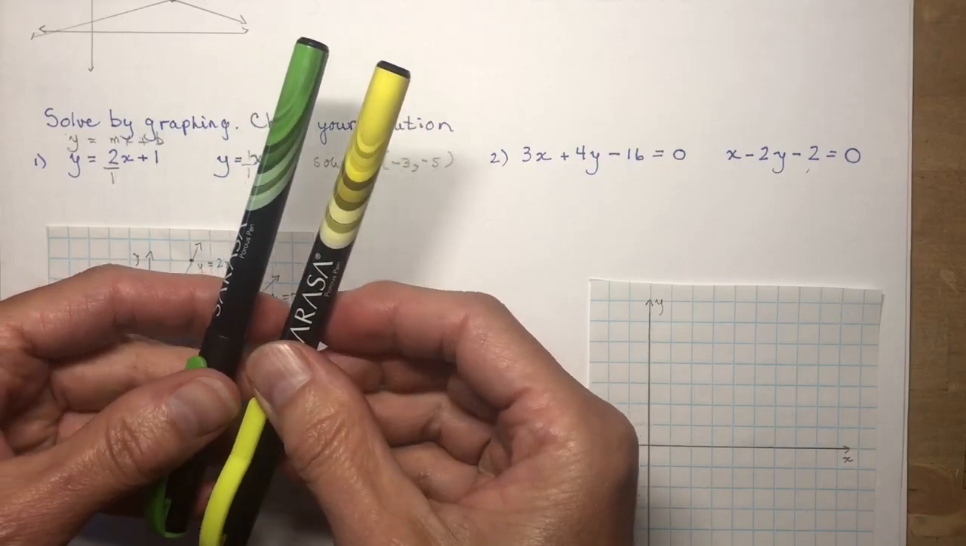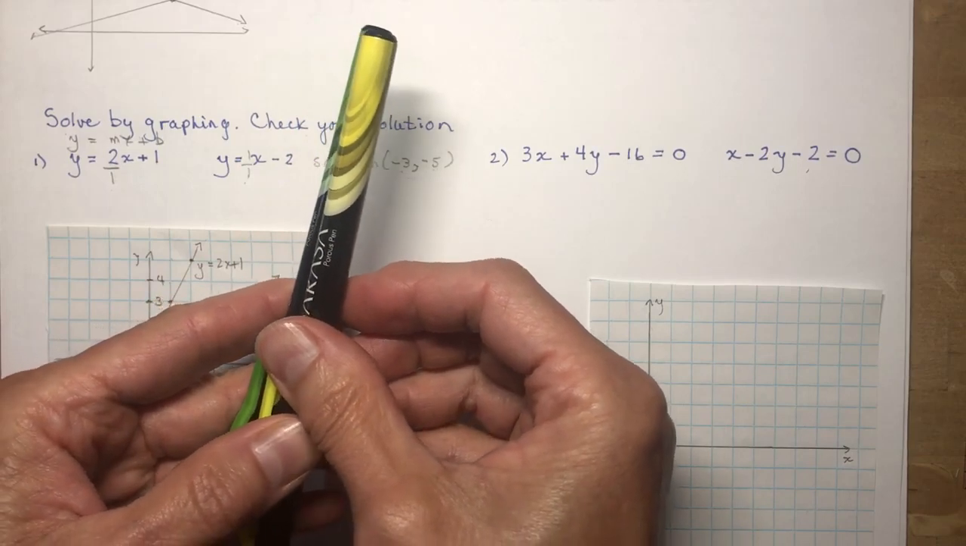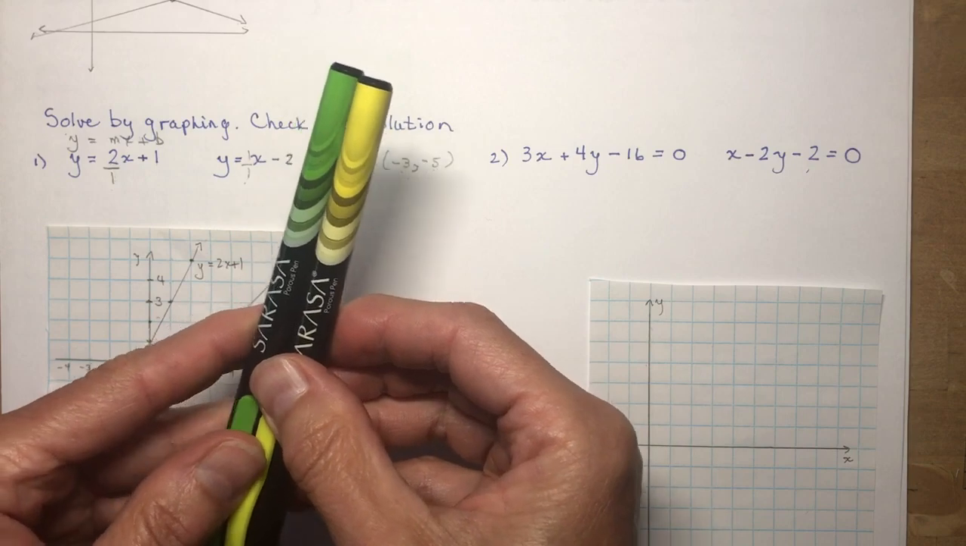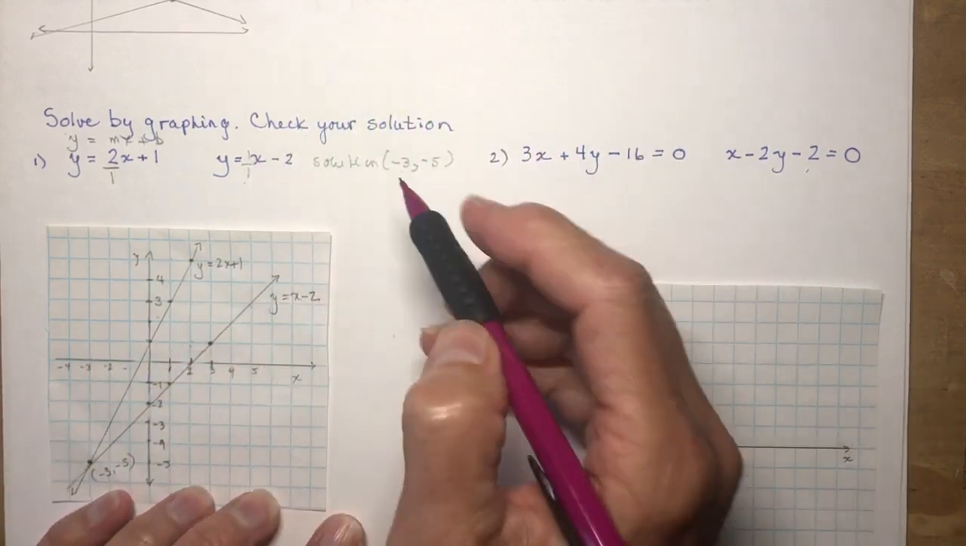And the other option is that they're the very same line. So there's an infinite number of intersection points. They're the same lines. Okay, so back to this one here. Oh, we didn't check it.